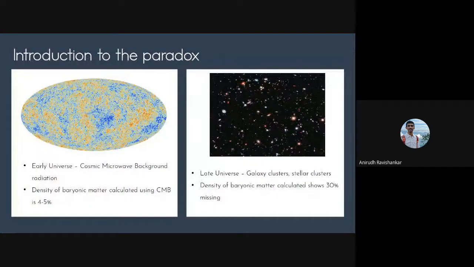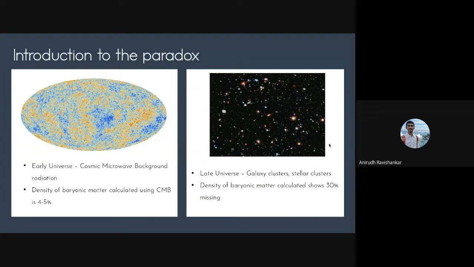To start off, the introduction to the paradox is this. On the left-hand side, you have the cosmic microwave background radiation, and I'll explain what this is in case you don't know. And this is an image of the late universe. In the early universe, from cosmological simulations and also from data from the cosmic microwave background, we have found that the density of baryonic matter is about 4 to 5%. I'll elaborate on this a little ahead.